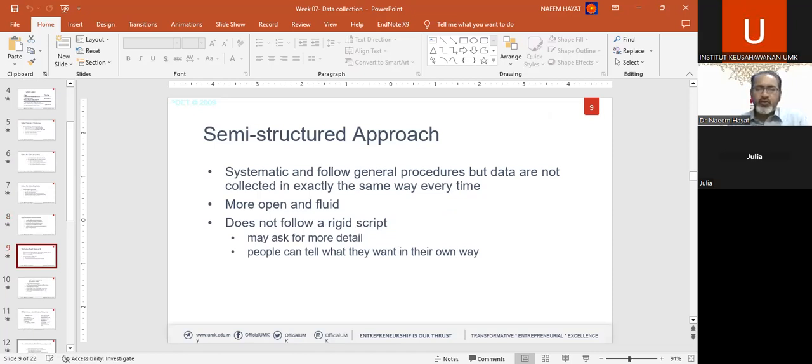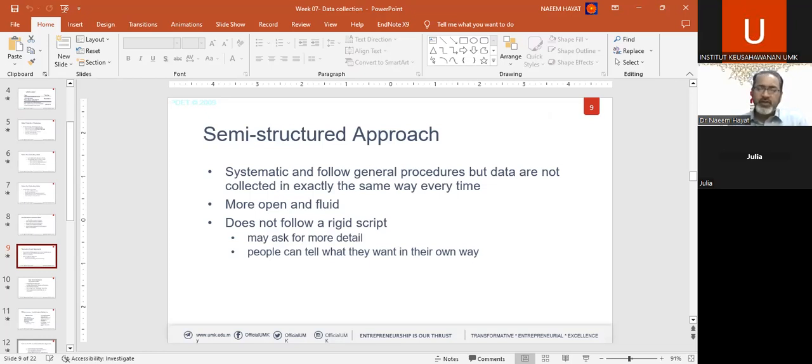A semi-structured approach is where we follow a systematic or formal procedure, but data are not collected in exactly the same way every time. It means it's open-ended. We ask the people to answer maybe partially the same questions, but they answer differently, and maybe we have different follow-up questions. So all the questions may not remain the same, a few questions may remain the same. That's why it's semi-structured.